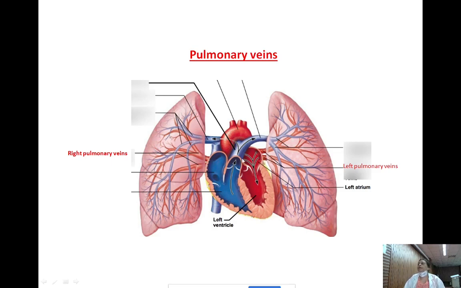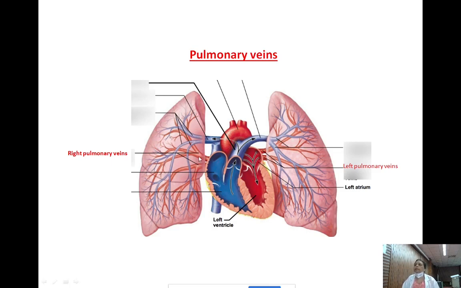And where will they drain? They will drain into the left atrium. So 2 pulmonary veins from the right side and 2 pulmonary veins from the left side will drain separately into the left atrium. Sometimes there may be 3 pulmonary veins due to developmental defect. Sometimes 5 pulmonary veins may also be present.